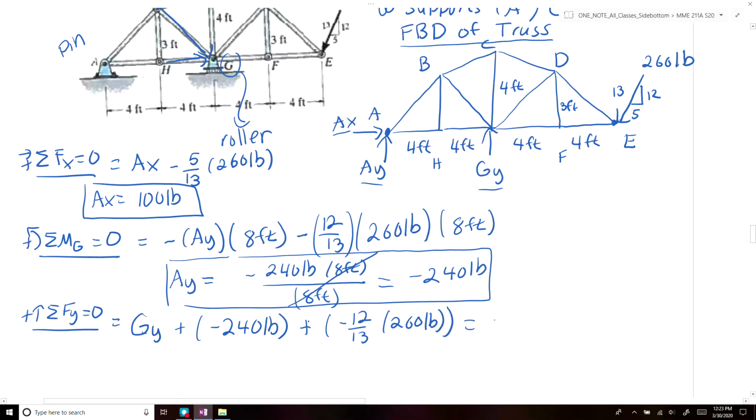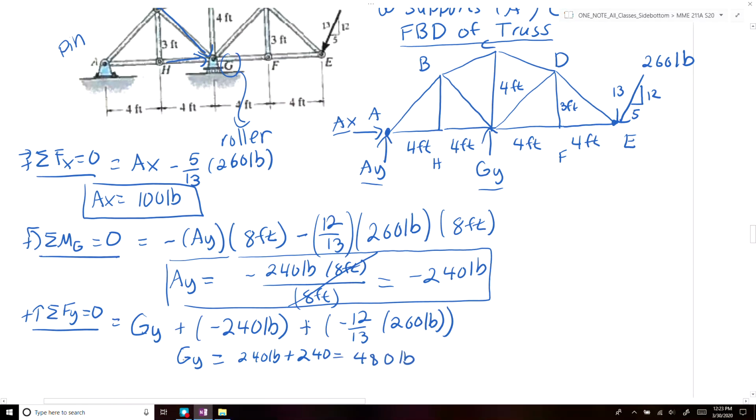All right, so if we rearrange this equation, we would get G of y. If we move all the negative forces to the other side, we get G of y is equal to 240 pounds plus 240 pounds, which is just equal to 480 pounds.